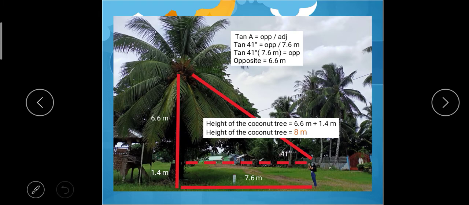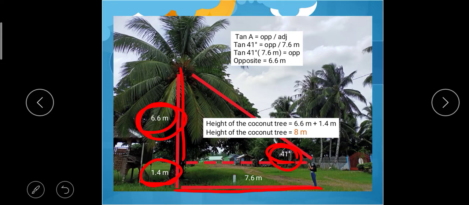Now for our third example, we will get the height of the coconut tree. Now using clinometer, we get the angle of elevation, which is 41 degrees, and from the coconut tree to our location, it is 7.6 meters. Now from the eye of the person to the ground, this is 1.4 meters. Now how do we get the height from here to the eye of the person?